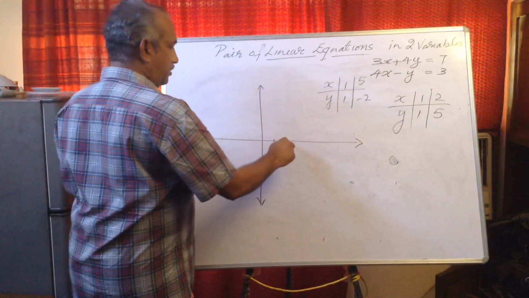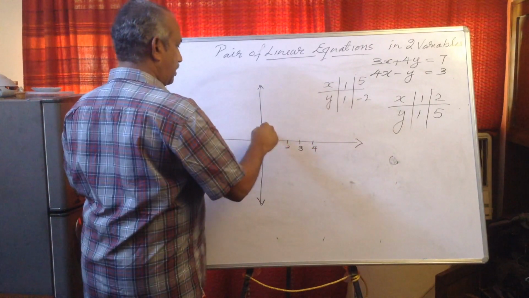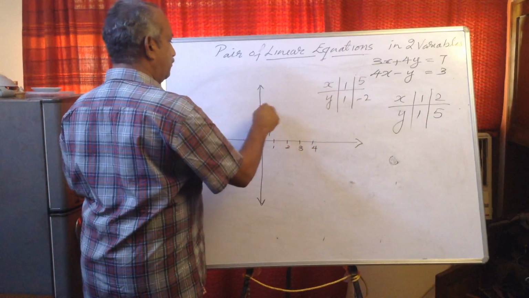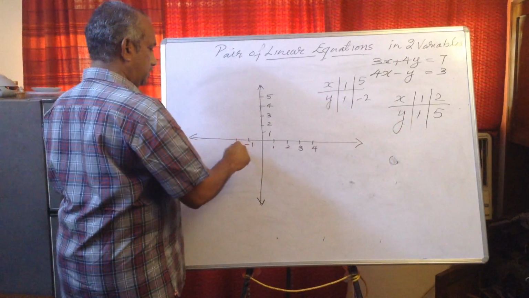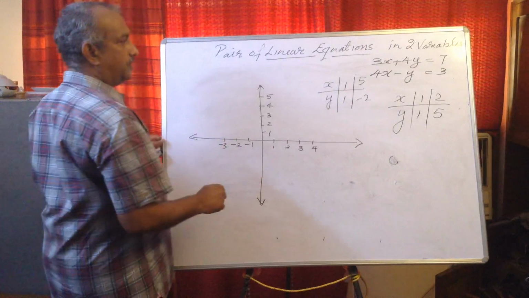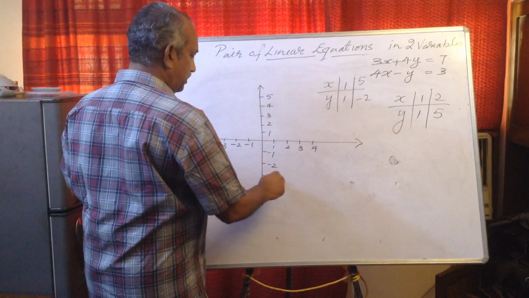Say 1, 2, 3, 4, etc. 1, 2, 3, 4, 5, etc. Minus 1, minus 2, minus 3, etc. Then minus 1, minus 2, minus 3, etc.